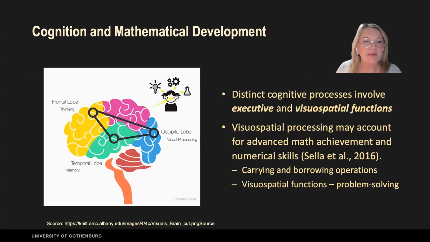There are two types of cognitive processes that play different roles in learning mathematics: executive functions and visuospatial functions. Visuospatial functions processing may explain the relationship between basic numerical skills and advanced math achievement, as suggested by Sella. For example, carrying and borrowing operations between columns require spatial working memory.